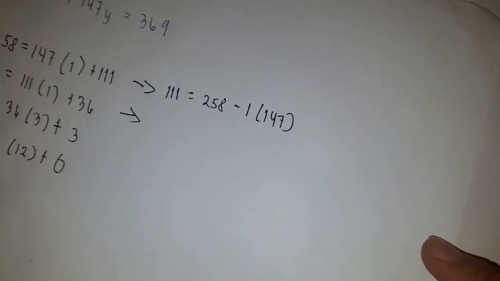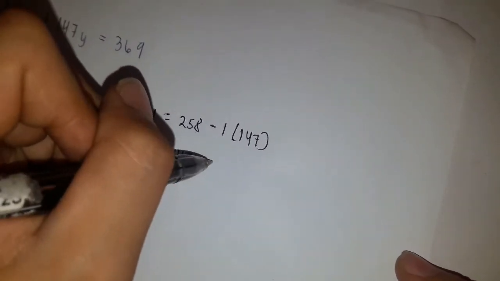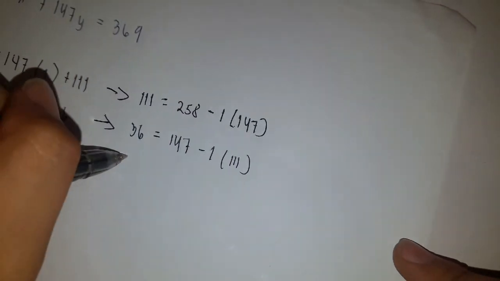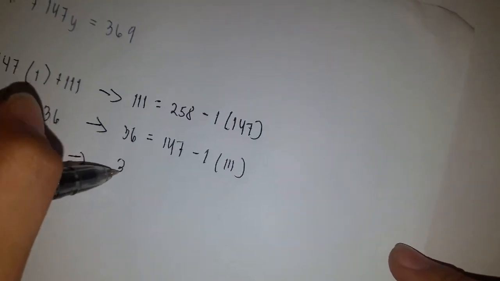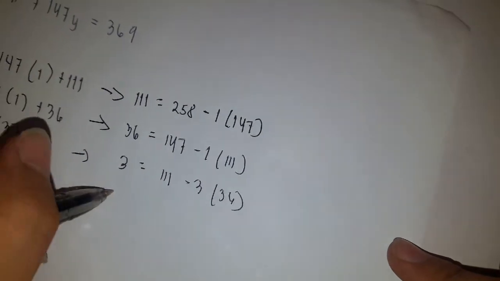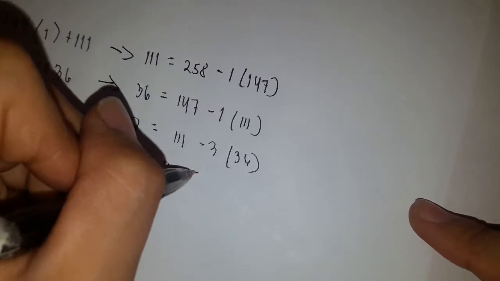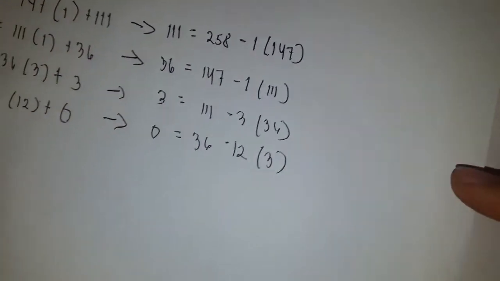So we can actually transform it into our Euclidean algorithm here: 111 equals 258 minus 1 times 147, and here is 36. 147 minus 1 times 101, and here 3 equals 111 minus 3 times 36, and last is 0 equals 36 minus 12 times 3.